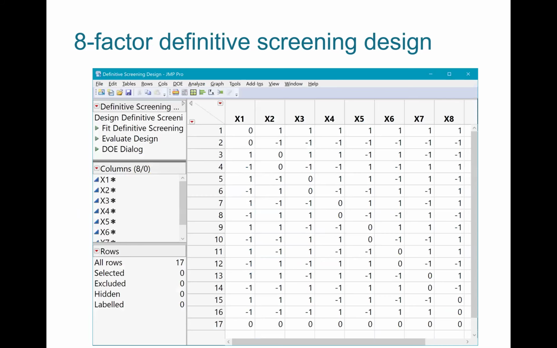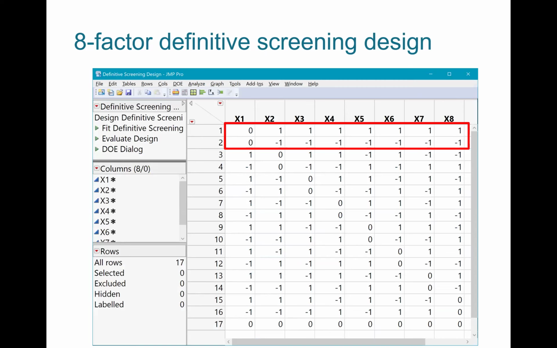Now, what do these definitive screening designs look like? Well, here's an example. And I again took an 8-factor example. So you see 8 X's again. And you can see 17 rows in the table here. The 17 rows in the table are the 17 test combinations that belong to the definitive screening design.